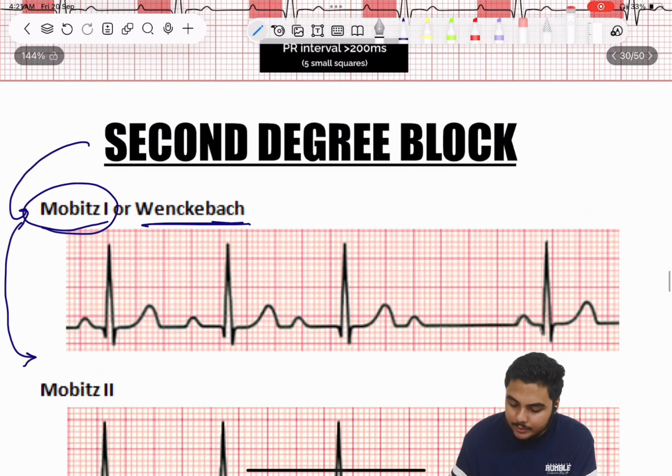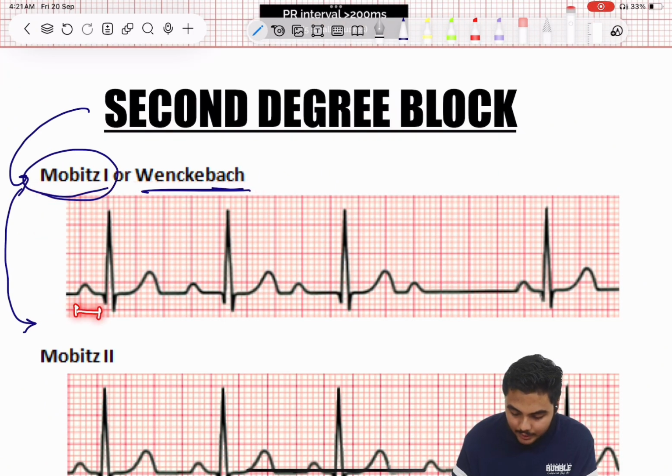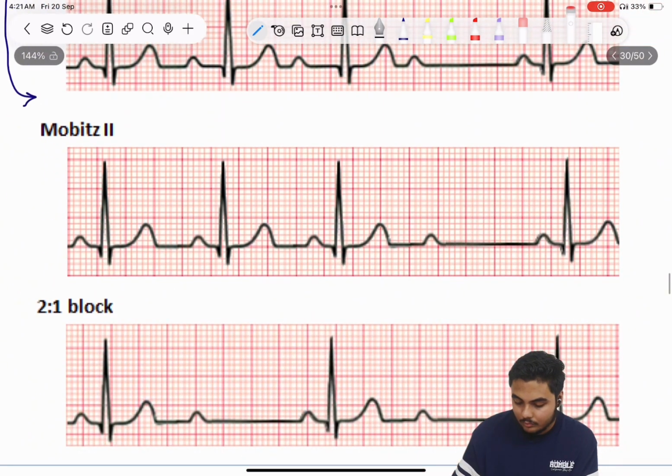So in Mobitz type 1 or Wenckebach phenomenon, there is a consecutive increase in the PR interval until a beat is missed, right? So there was a continuous increase in the size of the PR intervals until a beat is finally missed. That is, a P wave is not followed by a QRS complex. And after that, again, you can see the short PR interval, and this will prolong, right?